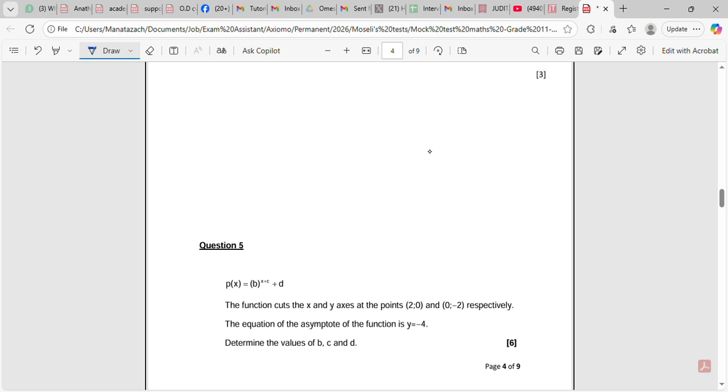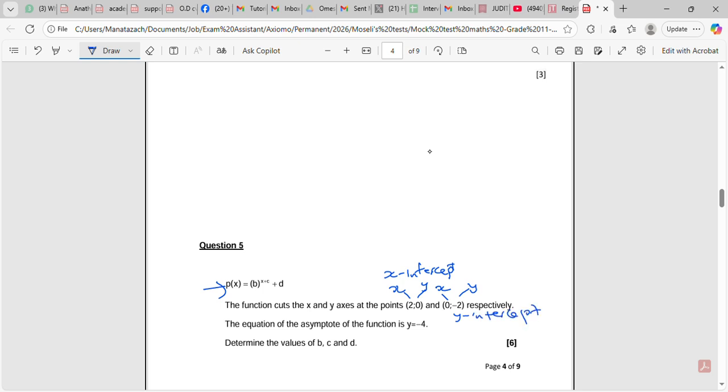Then they say the function cuts the x and y axis at the points (2, 0) and (0, -2) respectively. So you can see this is when x is 2 and y is 0, so this has to be the x-intercept, right? You need to identify the information as you go along. Now x is 0, y is -2, so this has got to be the y-intercept. Okay, now let's go on.